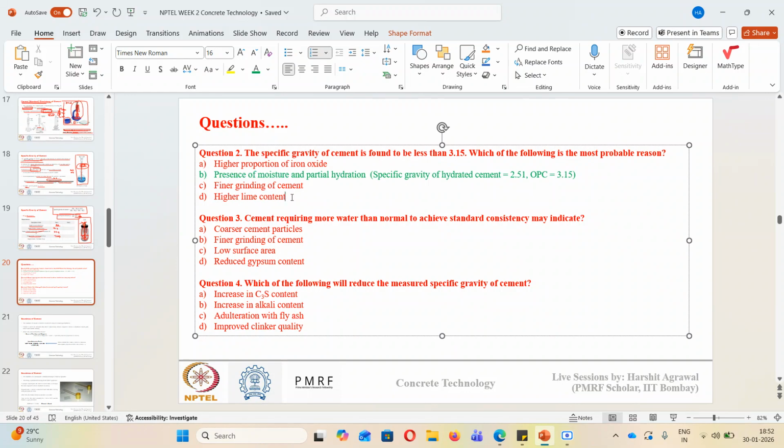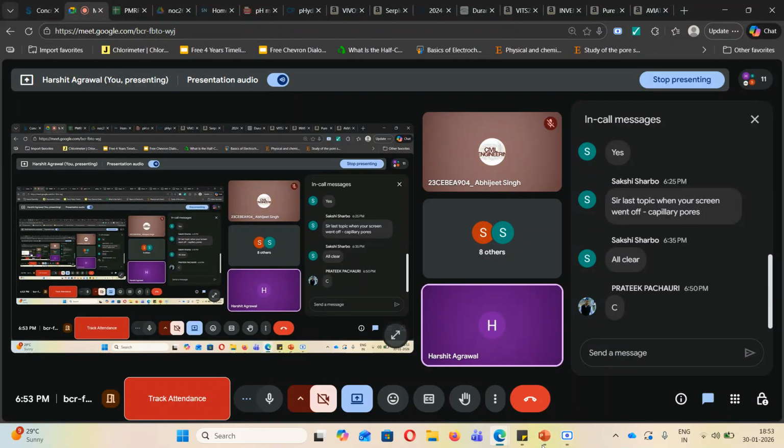Then fine grinding won't show any change in specific gravity because we use kerosene and not water. For specific gravity measurement, we are using kerosene and not water, and water is something which can react with cement, not kerosene. So fine grinding of cement won't affect the specific gravity. It is a material property. And higher lime content also may increase the specific gravity. There is only one reason which can decrease the specific gravity, that is the presence of moisture or partial hydration. I hope this is clear, Pratik.